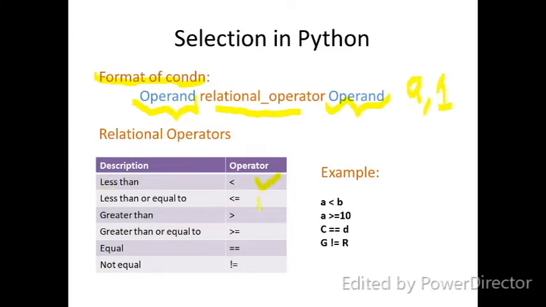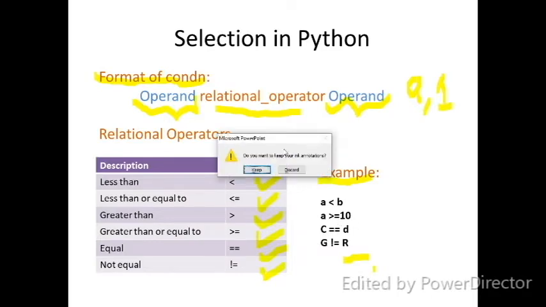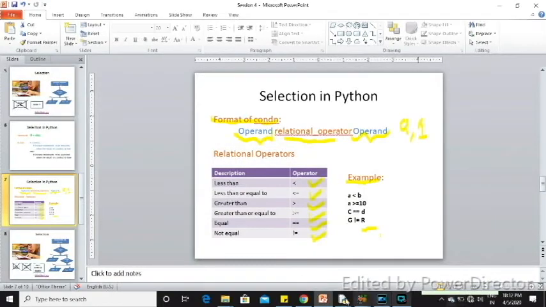And these are the relational operators supported: less than or equal to, greater than or equal to, and equality. Equality is given by double equal to, and the not equal to operator is an exclamation symbol followed by equal to. Other than this, no other relational operator is required, and hence this is enough. So these are some of the examples: a less than b, a greater than or equal to 10, c equal to d, and g not equal to r. Here 10 is a constant, and the rest are variables.